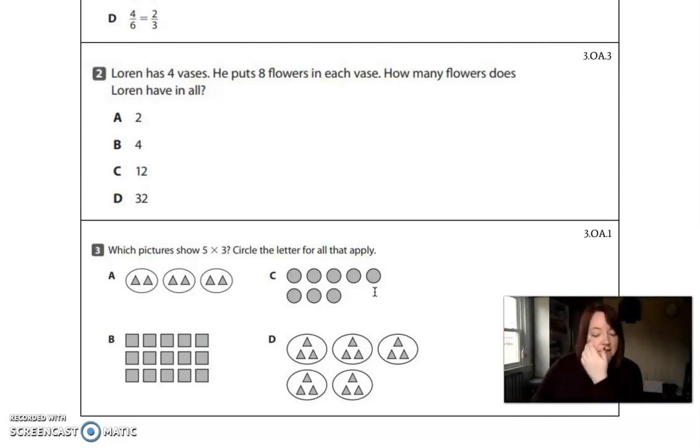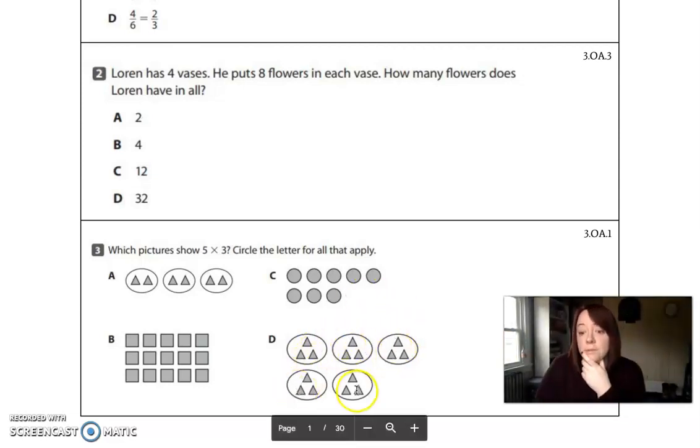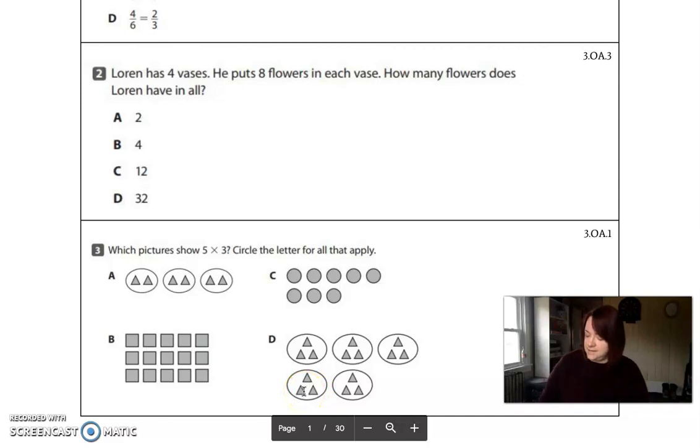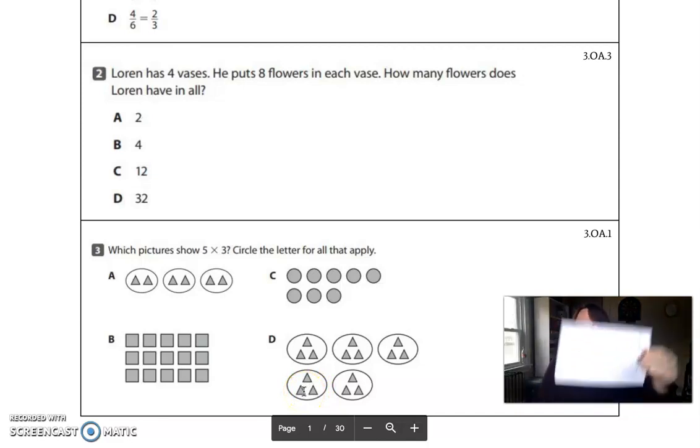Now we just have D left. Let's look. 1 group, 2 groups, 3 groups, 4 groups, 5 groups. Okay, there's our 5. 1, 2, 3 in each group. 5 times 3 equals 15. Let's count to see if there's 15. 2, 3, 4, 5, 6, 7, 8, 9, 10, 11, 12, 13, 14, 15. D is also correct.